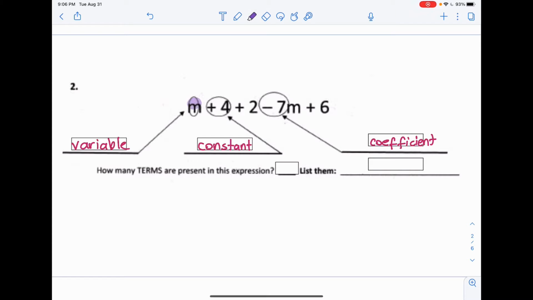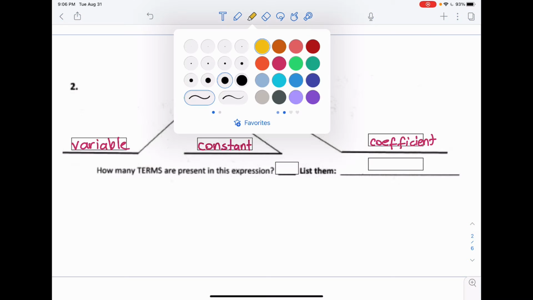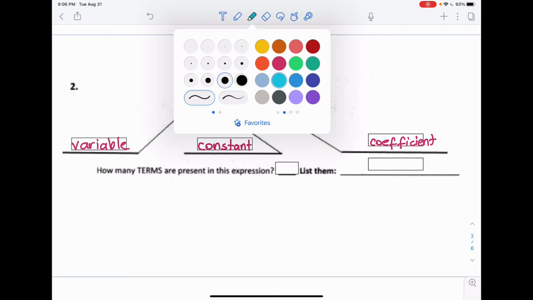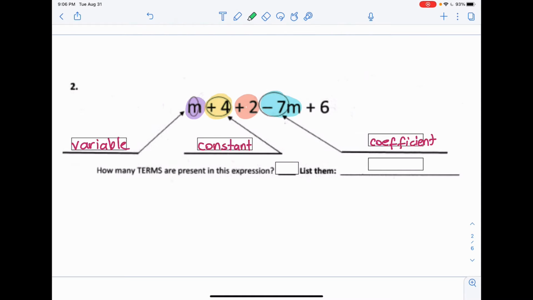Let's check them out. m is our first term. Positive 4 is our second term. Positive 2 is our third term. Negative 7m is our fourth term. And positive 6 is our fifth term. So there are 5 terms, and the terms are m, 4, 2, negative 7m, and 6.